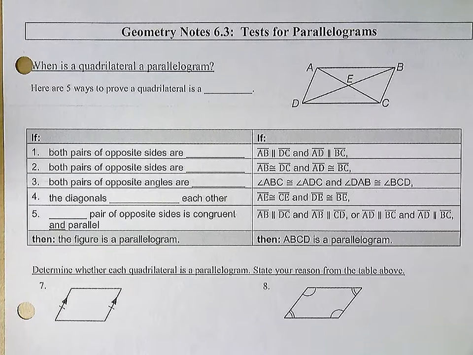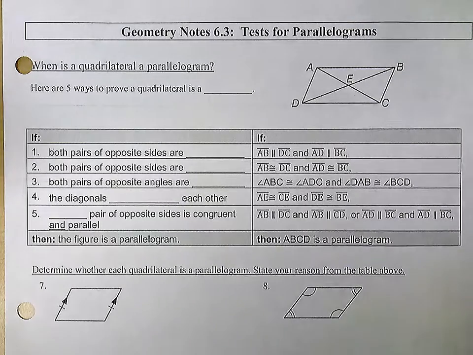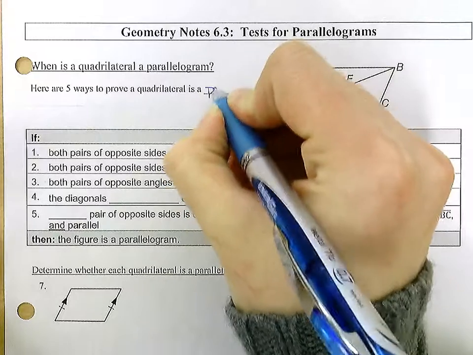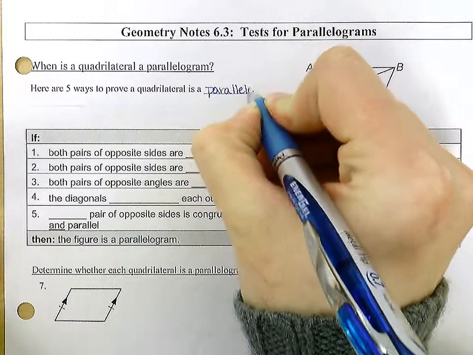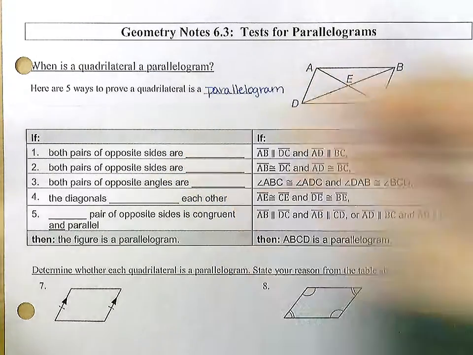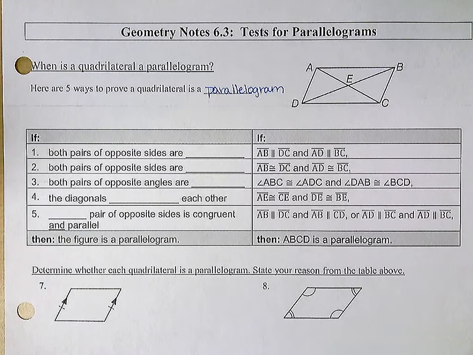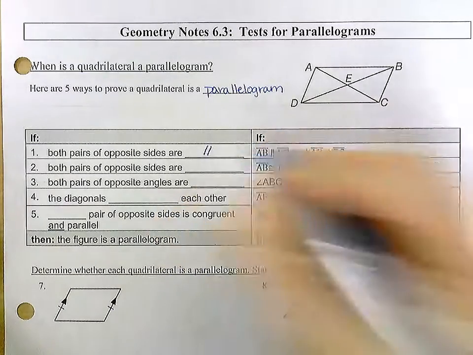Graph them and use their coordinates to help us prove that it is a parallelogram. So there are 5 ways to prove a quadrilateral is a parallelogram. One way is if both pairs of opposite sides are parallel.